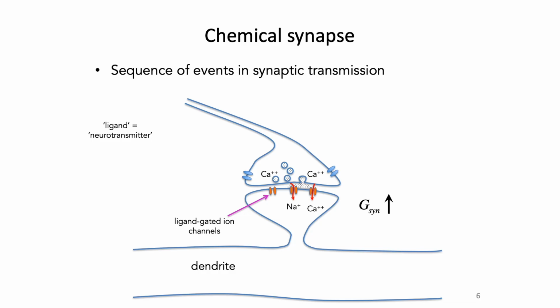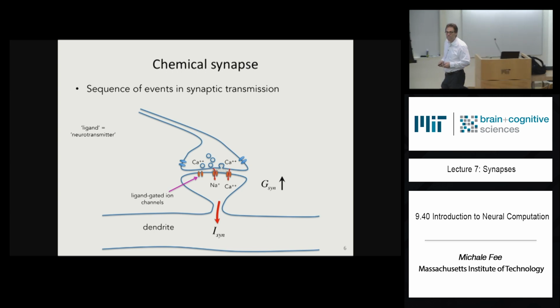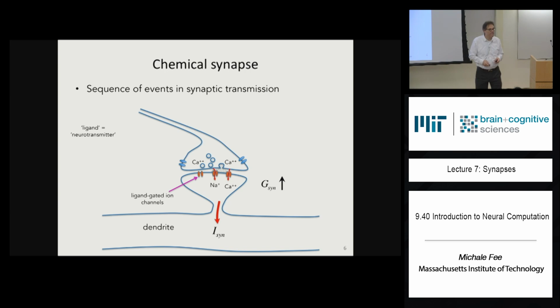What does that flow of positive ions into the cell do? It depolarizes the cell. You have synaptic current flowing in that depolarizes the cell. Okay, any questions about that?